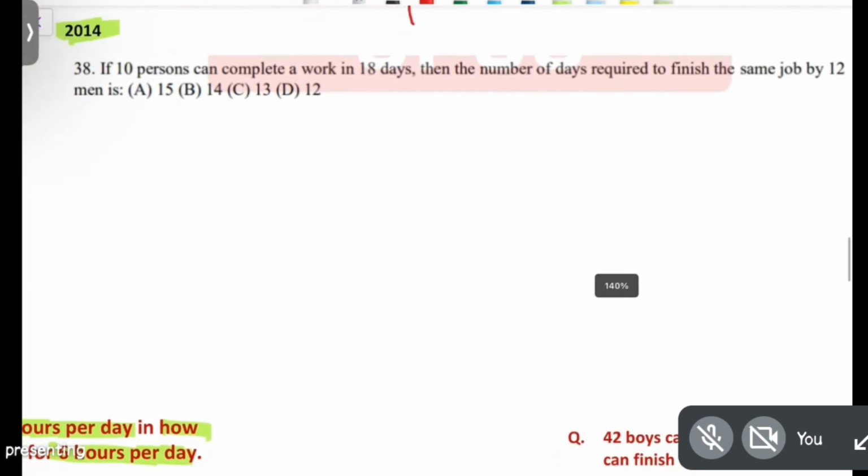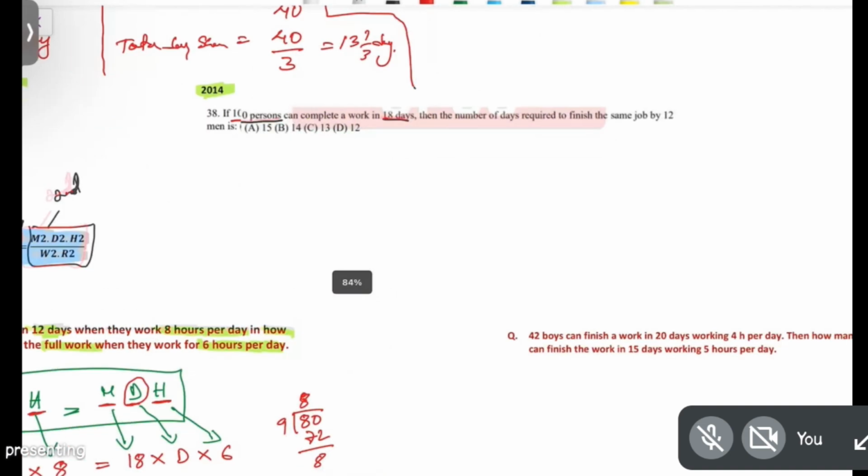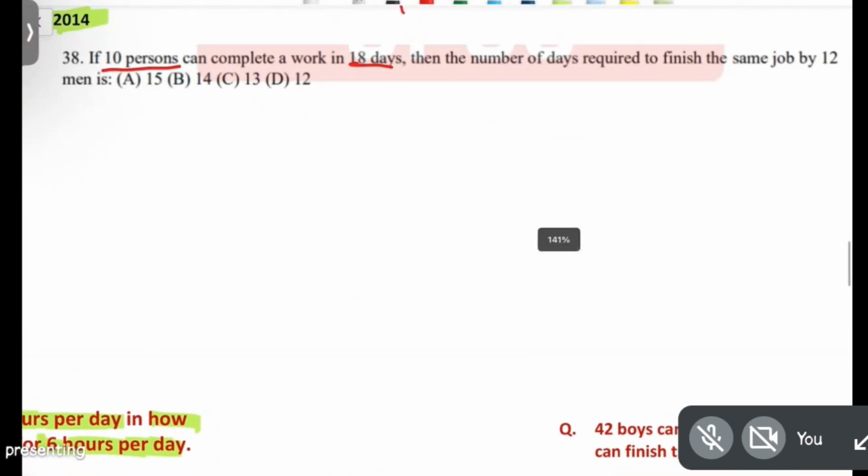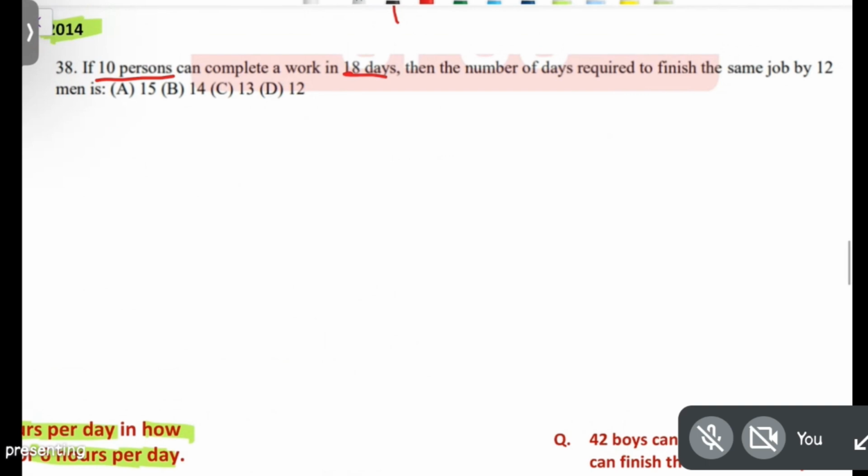It was an easy question. It was not that hard. If 10 men can complete the work in 18 days, the number of days required to finish the same job by 12 men. Actually, some teachers may teach you a different way of solving this one. But I feel like this is the easiest one to solve.